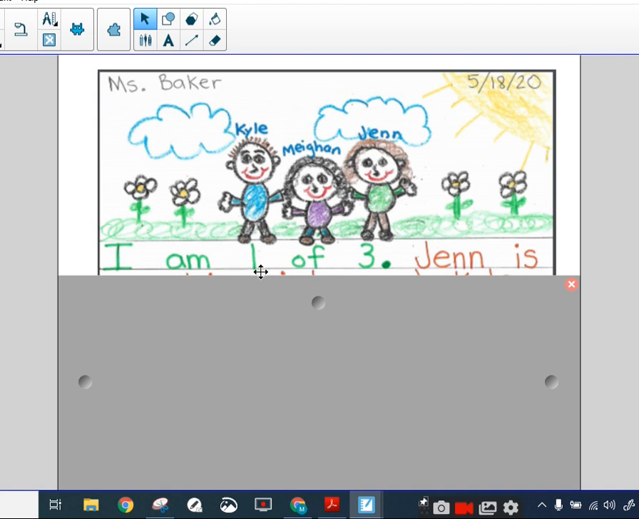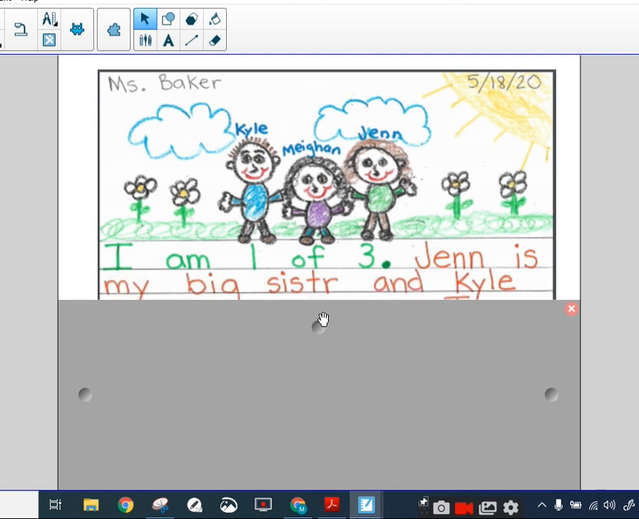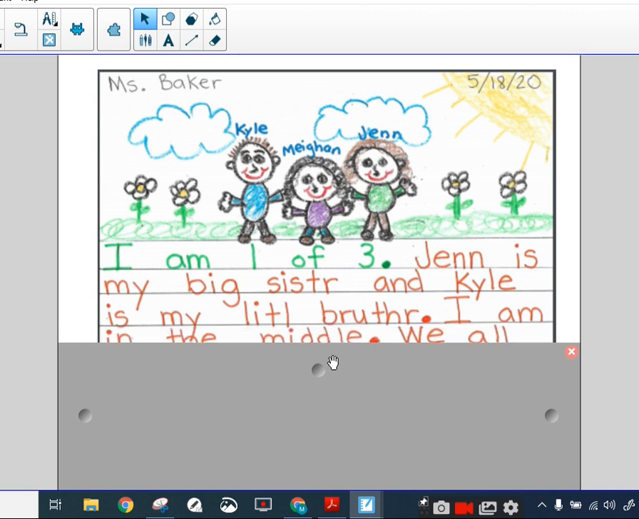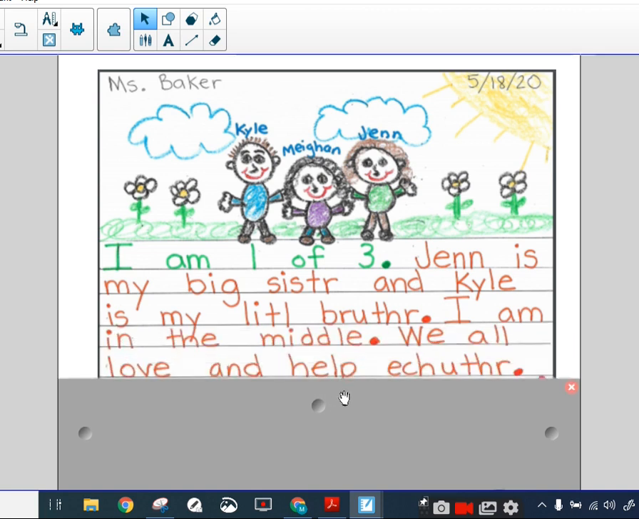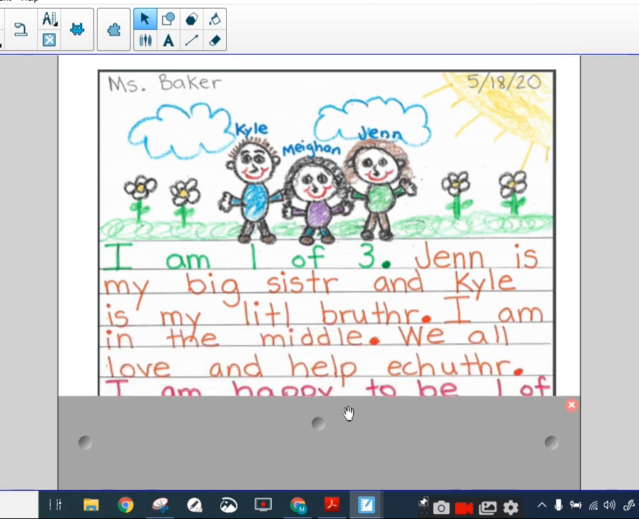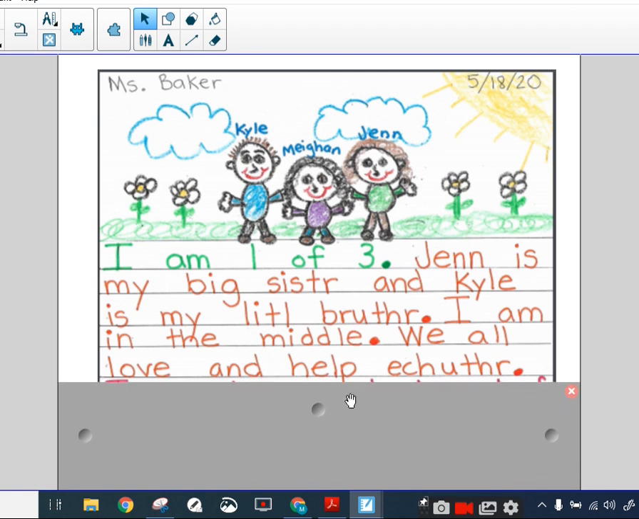Let's see what I did for my middle. So I am one of three. And then I remembered my ending mark. You also want to make sure you start with your capital letter. Okay, let's see what I did for my details in the middle. I told you all about my siblings. Look at all the details. I think this is my closing. Yes. Look at all the details I put in the middle of my writing. So I told you about my siblings.